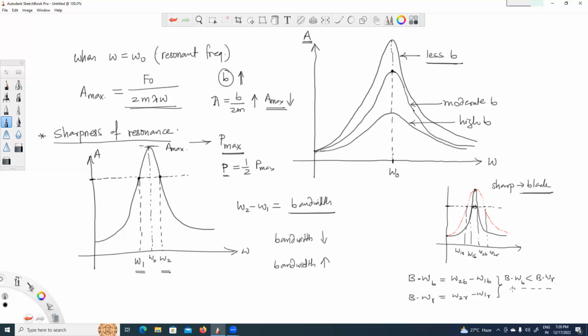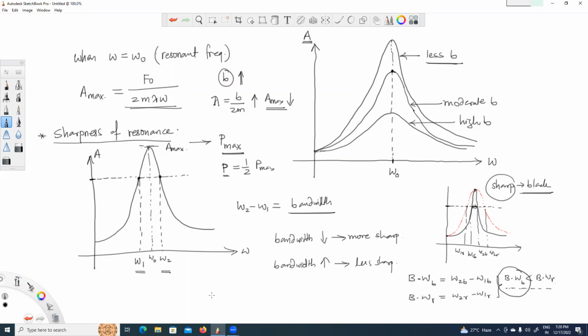So what does it mean? I can relate the bandwidth to the sharpness of the resonance itself. Look at this. The bandwidth of the black is less, but the sharpness is more. So what does it mean? If my bandwidth is less, it is sharper. And if my bandwidth is more, it is less sharp. Okay, so now we have studied the sharpness of the resonance.